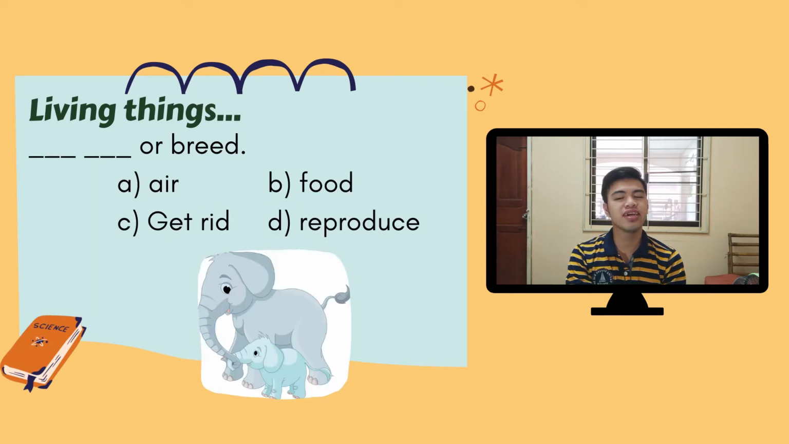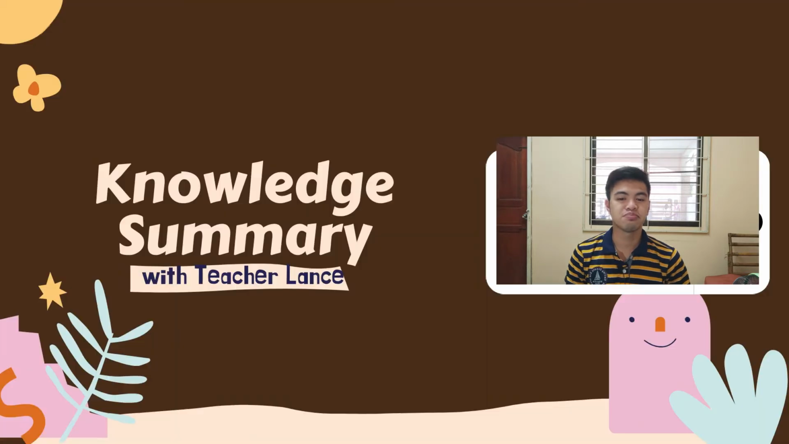Next one. Living things blank or breed. What is the other word for breed? As we can see here, the elephant has a baby. So there is a mother elephant and a baby elephant. So blank or breed, what do you think is the correct answer? Is it A, air, B, food, C, get rid, or D, reproduce? Very good. The correct answer is letter D, reproduce. Living things reproduce or breed.